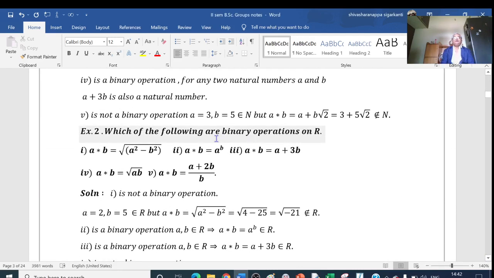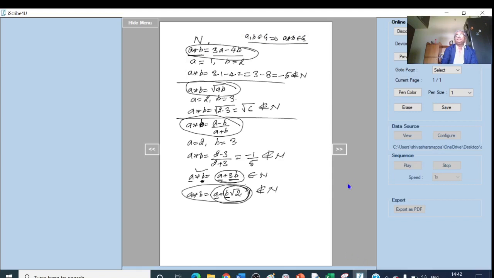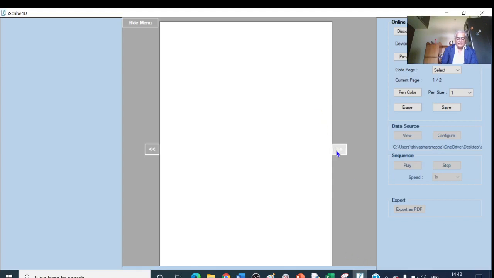Which of the following are binary operations on R? R is the set of real numbers. First one: A star B is the root of A square minus B square. A star B equal to root of A square minus B square.